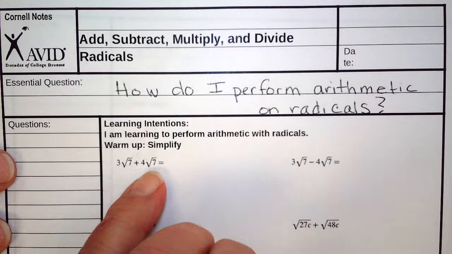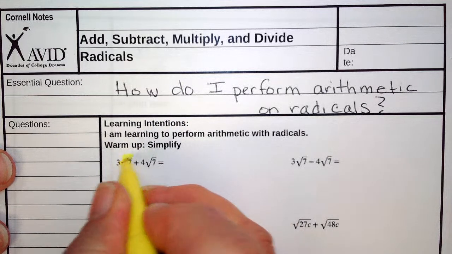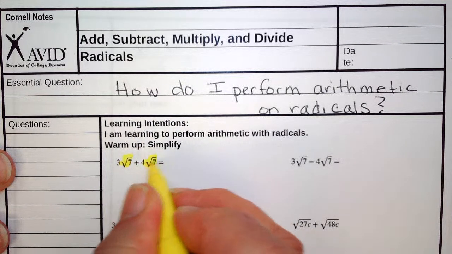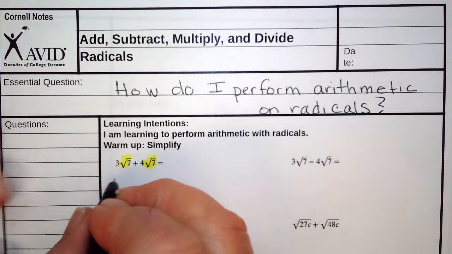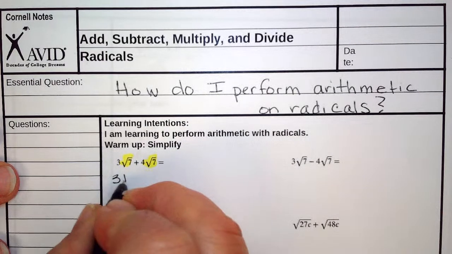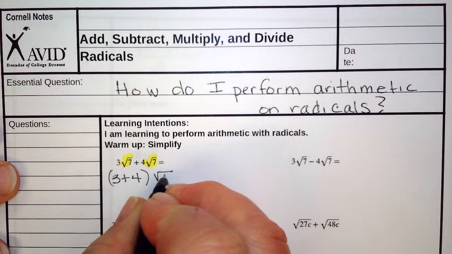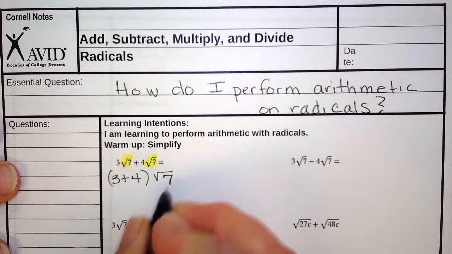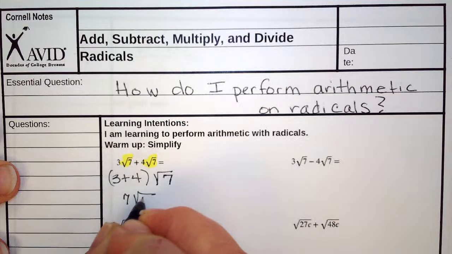If you notice, the radicand is the same. If the radicands are the same, that means we just add the coefficients. The coefficients are 3 and 4. So this becomes 3 plus 4 followed by the square root of 7. 3 plus 4 is 7. This is 7 square root of 7.